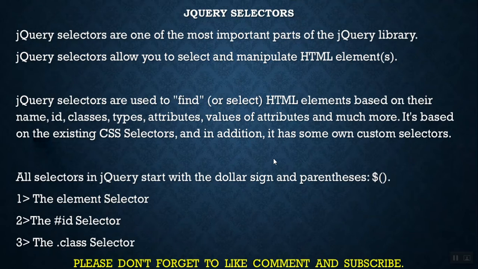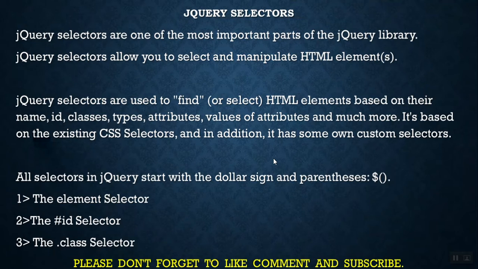jQuery selectors are one of the most important parts of the jQuery library. jQuery selectors allow you to select and manipulate HTML elements. They are used to find HTML elements based on their name, ID, classes, type, attributes, value of attributes, and much more. It's based on existing CSS selectors, and in addition, it has some custom selectors of its own.